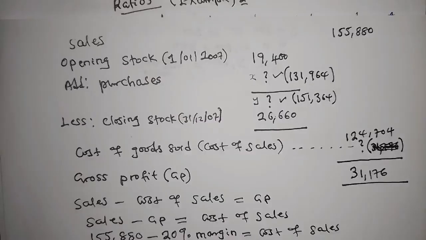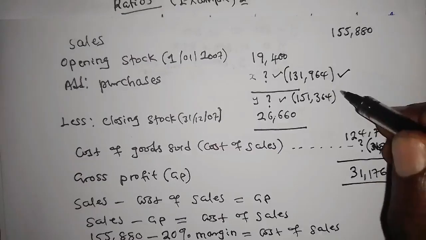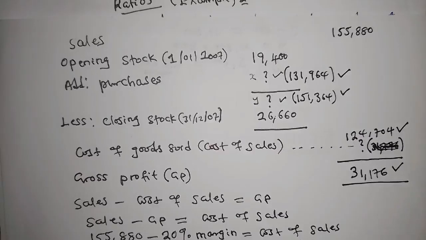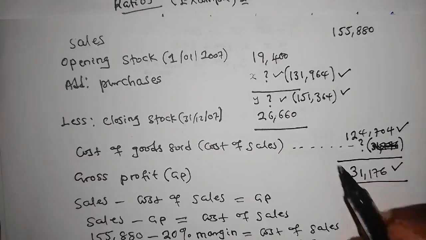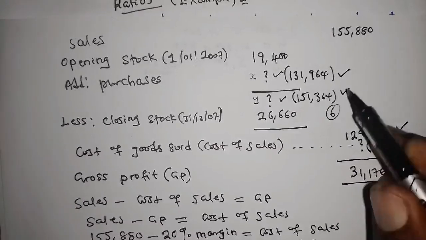This is how simple you can find it. Our missing values are this one, this one, this one, and this one. Probably this question will get maybe 6 marks, or even just 4 if they are following those.